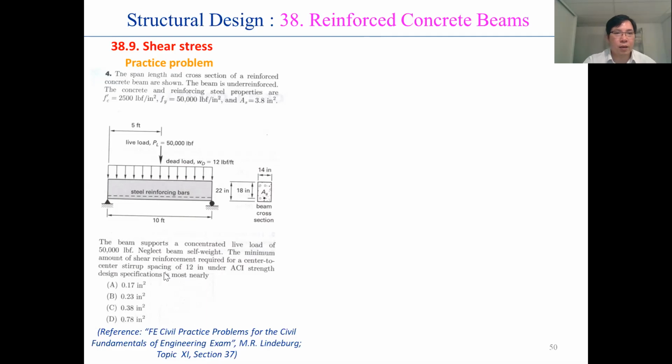and the beam supports a concentrated live load of 15,000 lbf. So the question is that the minimum amount of shear reinforcement required for a center-to-center stirrup spacing of 12 in under ACI design specification is most nearly one of A, B, C, D.